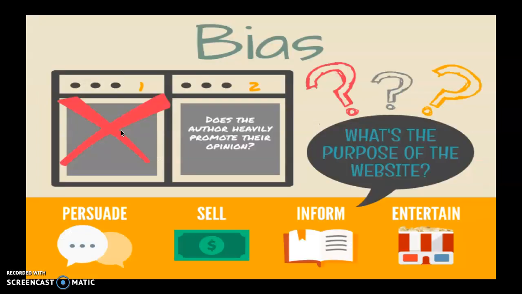Next, bias. What's the purpose of the website? Are they trying to persuade you of something? Are they trying to sell you something? Hopefully it's to inform you if you're doing research. Or are they trying to entertain you? But you've got to be careful. Does the author heavily promote their opinion? Be very careful about this one and where you're getting your news from.